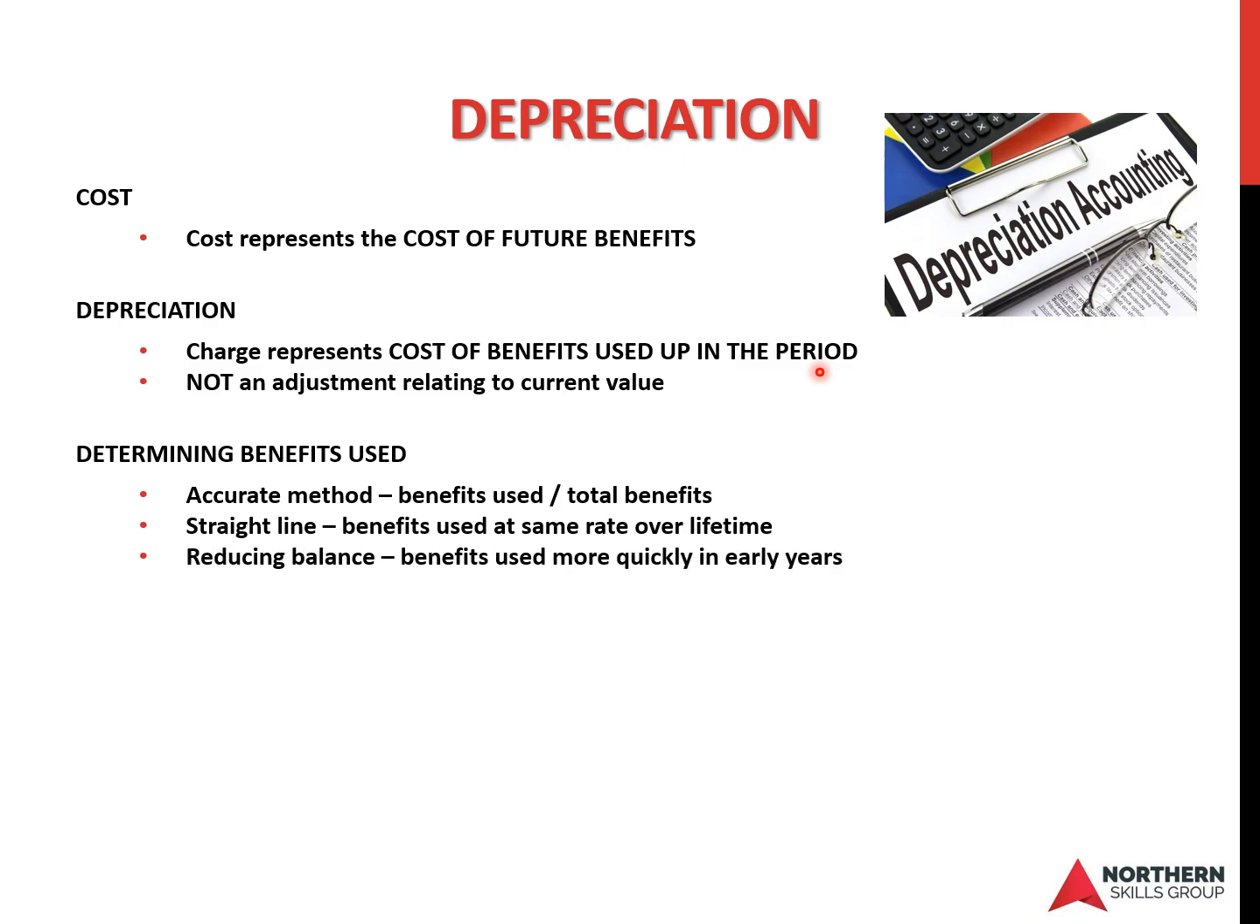Assets that are going to be more useful, produce more benefits in the early years than in the later years, maybe machinery in the factory that's going to work less efficiently in later years, is going to require more repairs and maintenance. Reducing balance depreciation will probably be more appropriate in that case. There'll be a greater use up of benefits in the early years than in later years.